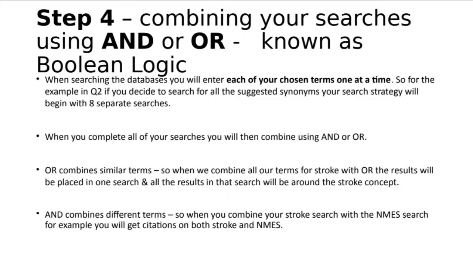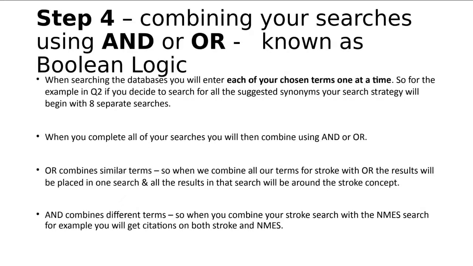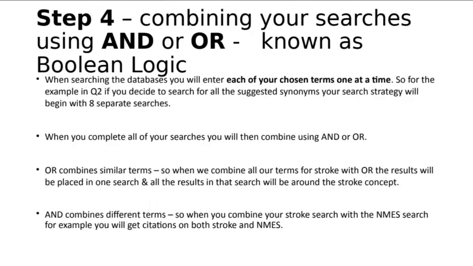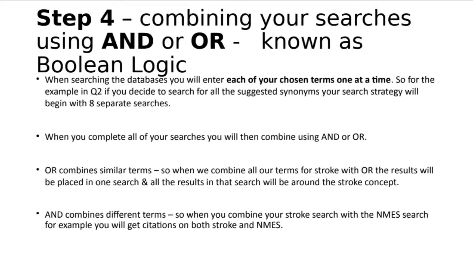When you complete all of your searches, you will then combine using AND or OR. OR combines similar terms, so when we combine all our terms for stroke with OR, the results will be placed in one search and all the results in that search will be around the stroke concept. AND combines different terms, so when you combine your stroke search with the NMES search, for example, you will get citations on both stroke and neuromuscular electrical stimulation.